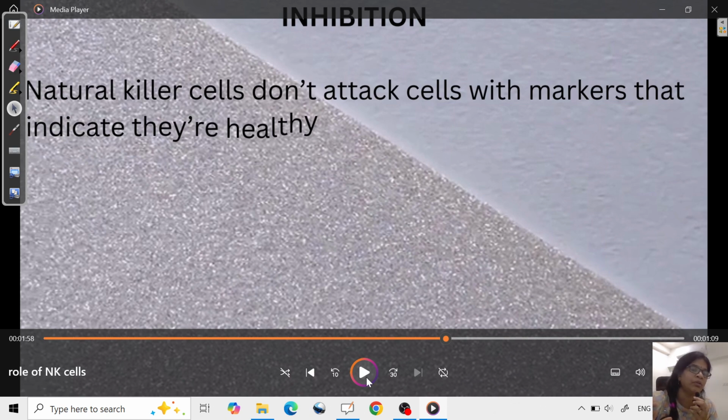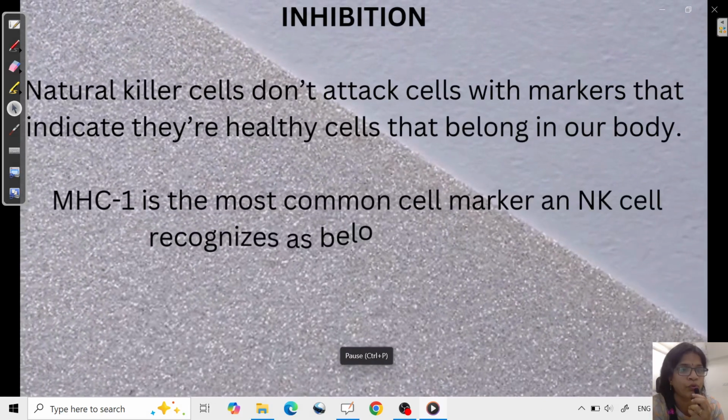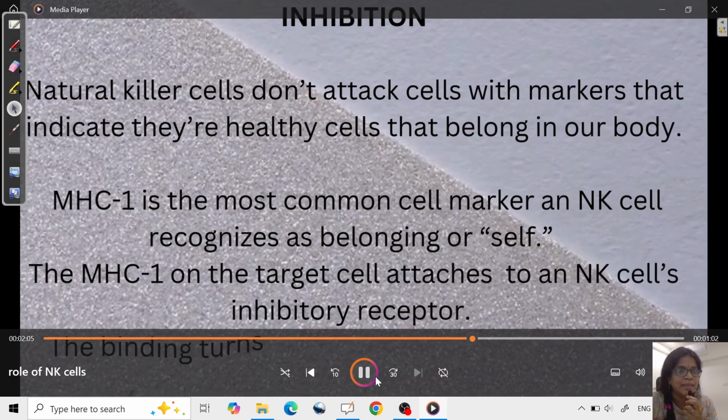So it is based on a switching on and switching off mechanism. Switching on is killing it, switching off is thinking it is a self cell. So that is the beautiful mode of action of the natural killer cells. So please go through it. Natural killer cells don't attack the cells with markers that indicate they are healthy cells that belong to our body. As I said, major histocompatibility complex is the most common cell marker that NK cells recognize as belonging to self.